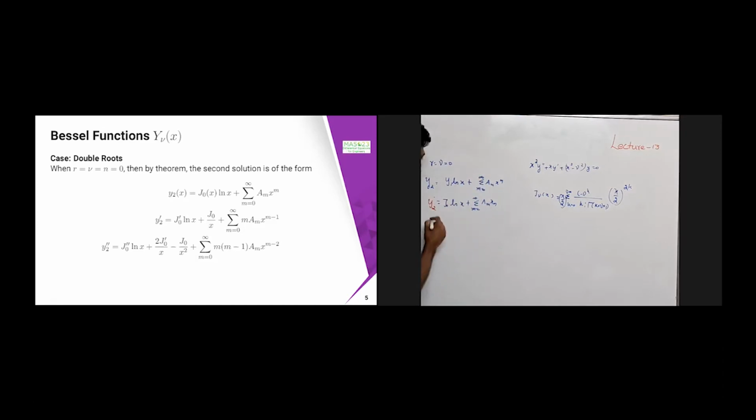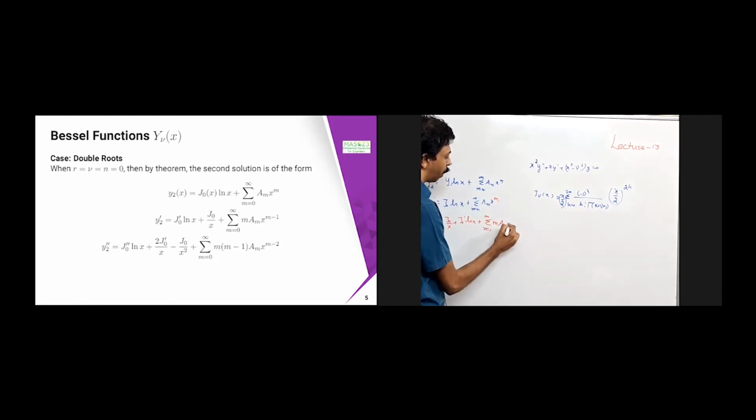So first let us find y2 dash. Okay, y2 dash is going to be J0 by x plus J0 dash into ln x plus summation m = 1 to infinity m into am into x^(m-1).